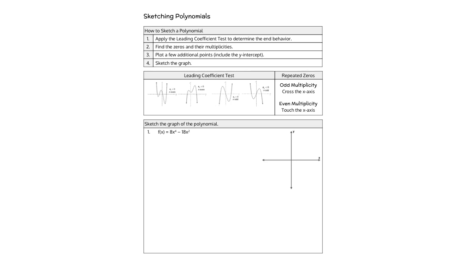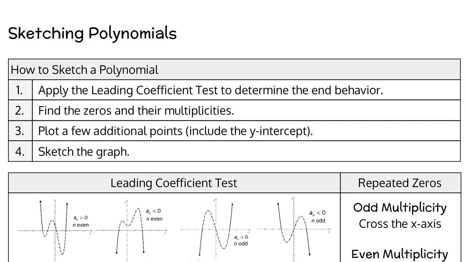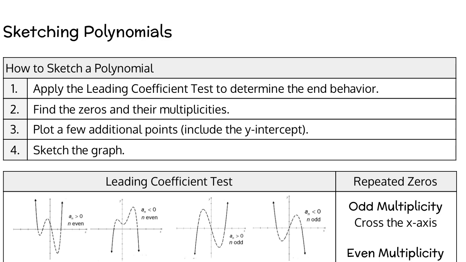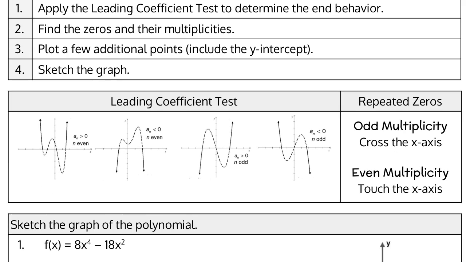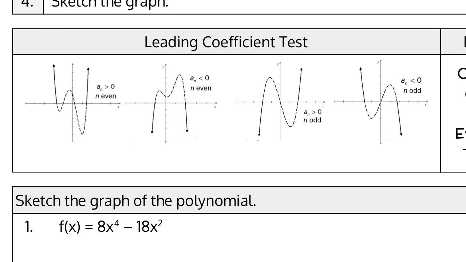Hey guys, today we're going to practice sketching out the graphs of polynomials of higher degree. To do this, there are basically 4 steps. First, you're going to apply the leading coefficient test to determine the end behavior. Right below, I have a small picture of what the leading coefficient test does.